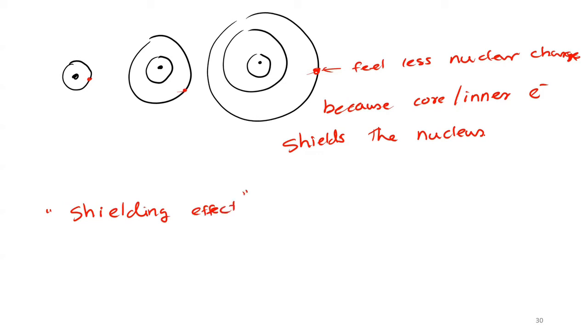So the reason why the valence electrons feel less nuclear charge is because the core electrons or the inner electrons cover the nucleus. It covers the nucleus and also causes some repulsions so that the outermost electron or the valence electron is going to feel the nucleus less strongly.